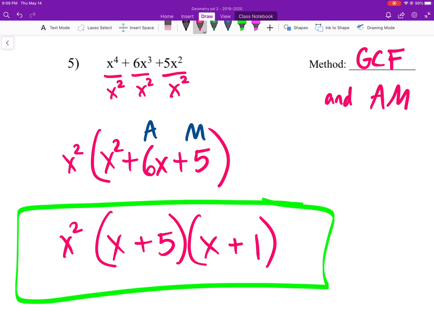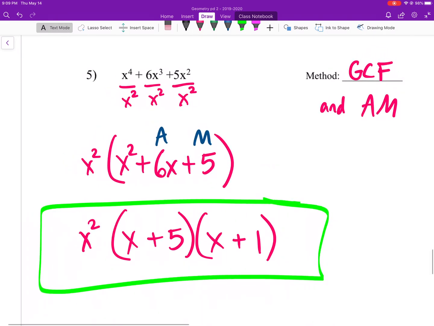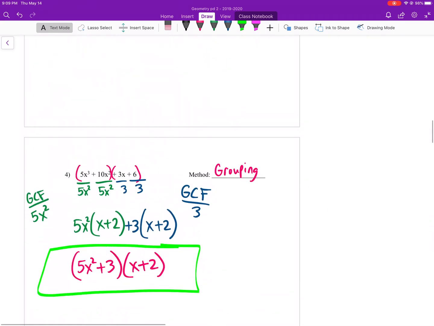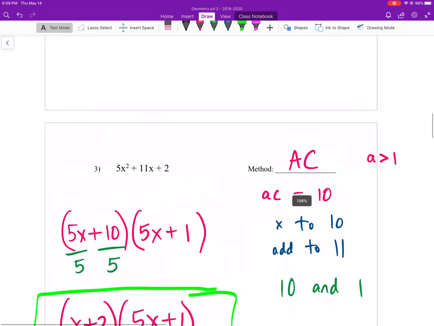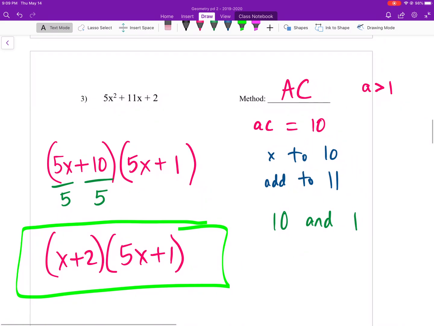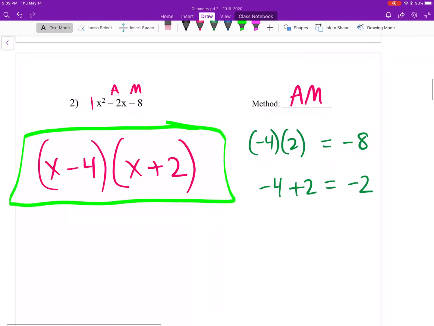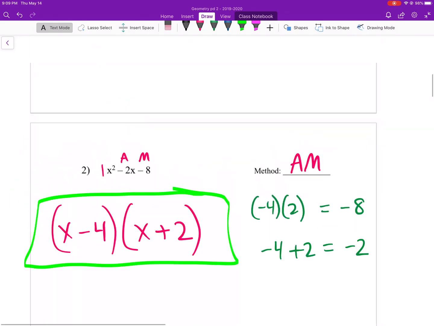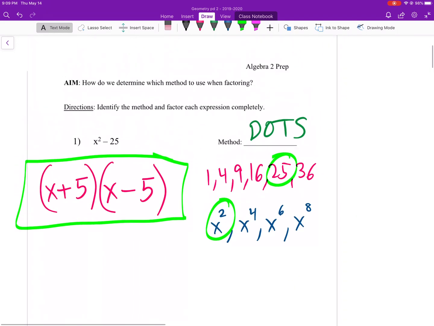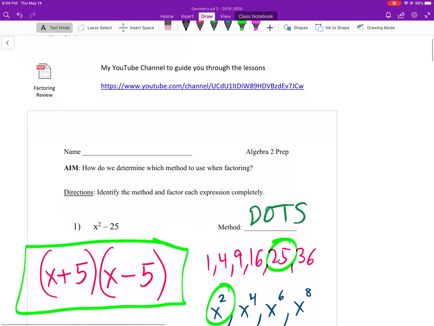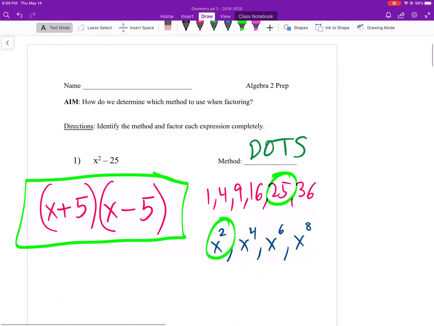Factor completely. Generally, guys, you're going to factor completely. The directions really don't even need to tell you that. If you see an opportunity to keep factoring, go with it. So we kind of looked at all the different kinds of factoring, guys: GCF and AM, grouping for 4 terms, AC for a trinomial when A is greater than 1, AM for a trinomial when A is equal to 1, and dots.